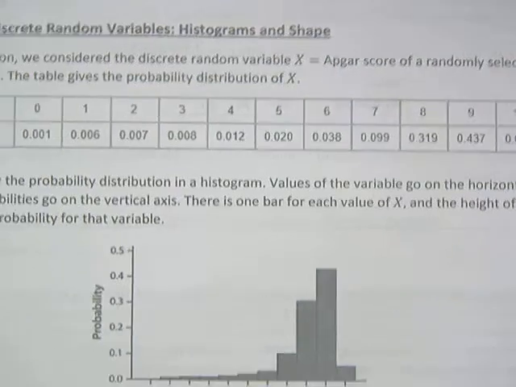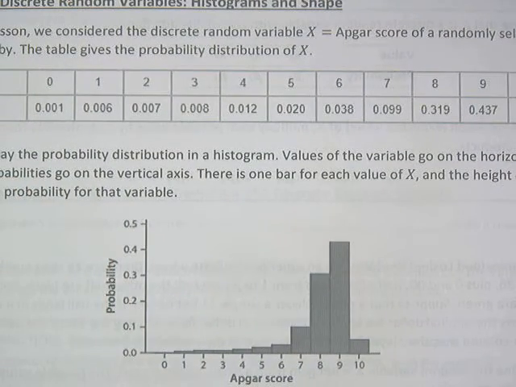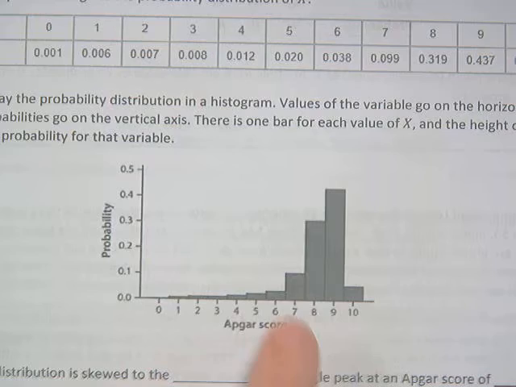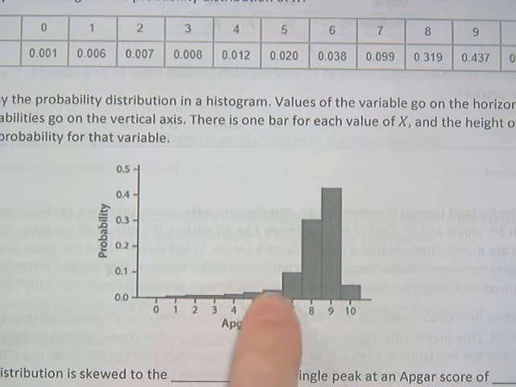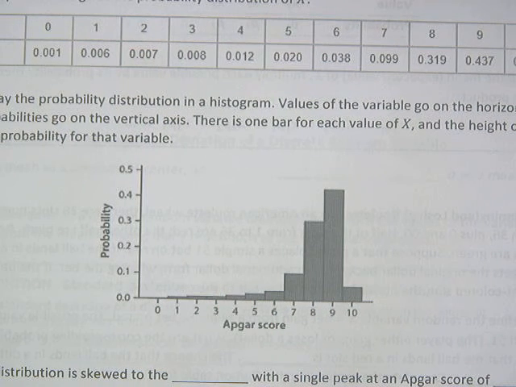So it says underneath there, we can display the probability distribution in a histogram. Remember, this is what a histogram looks like. It's like a bar graph, but all the bars are touching. You're going to have to draw some of these for your homework, and we'll practice that in a second, but just stare at this, okay?